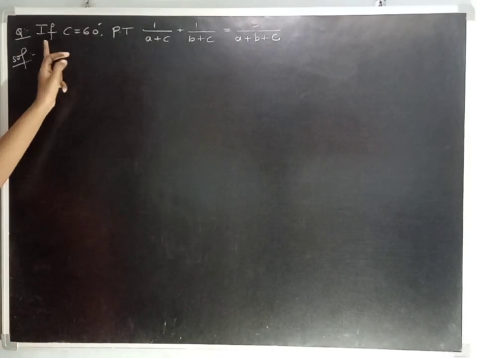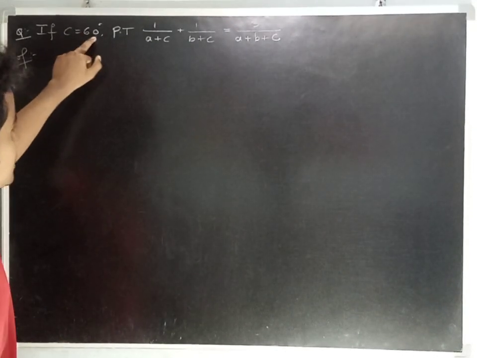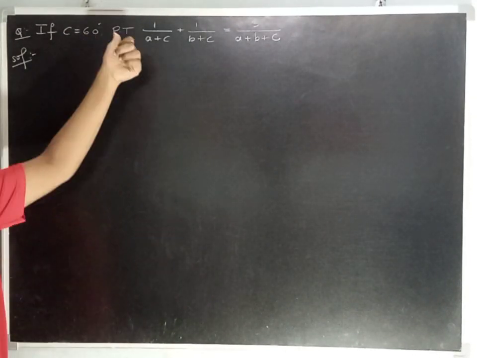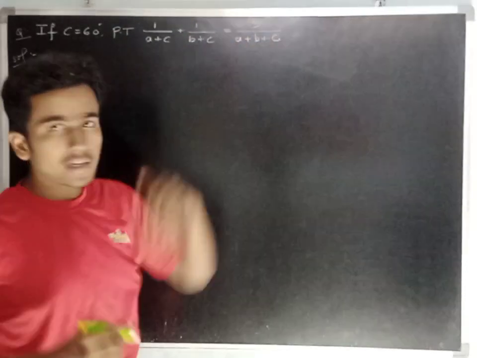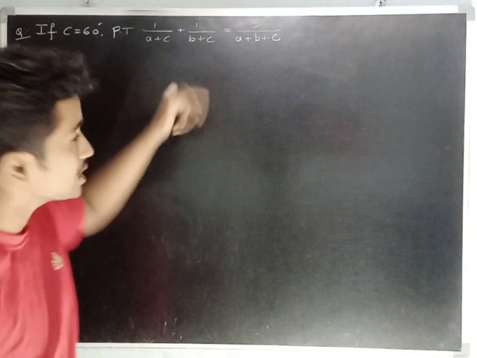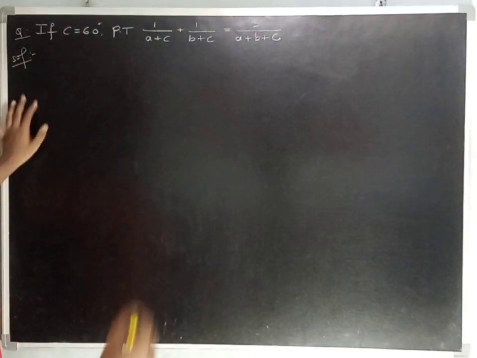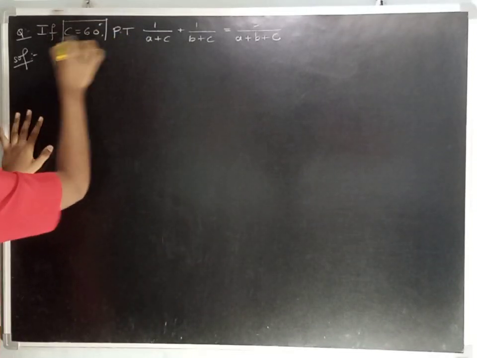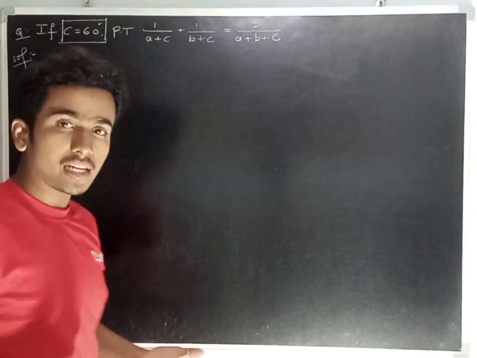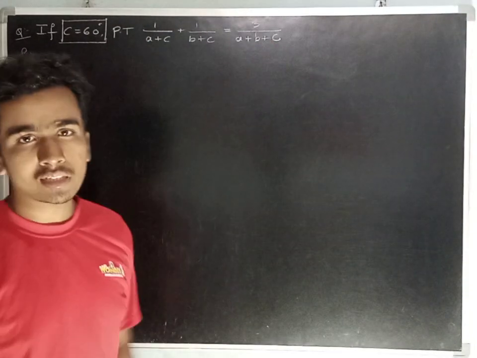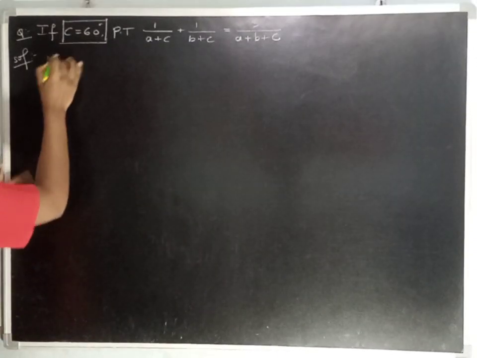In this question, he has given that angle C is 60 degrees. Then we need to prove that 1 by A plus C plus 1 by B plus C is nothing but 3 by A plus B plus C. This is what he is asking us to prove. The data given is angle C equal to 60 degrees. It means in triangle ABC he has given one of the angles, that is C, which is 60 degrees. He is asking to prove this relation.